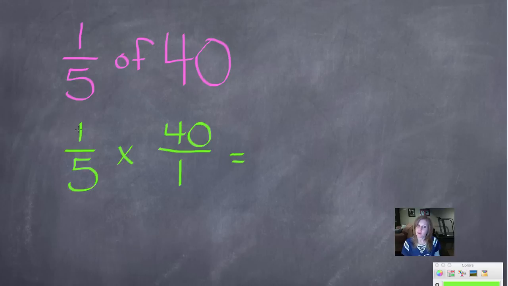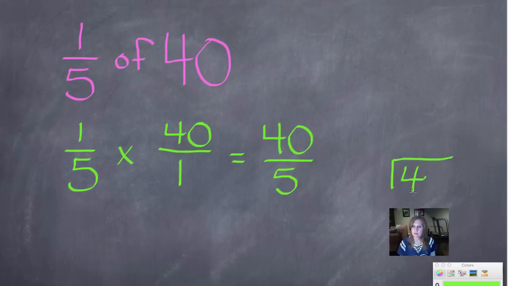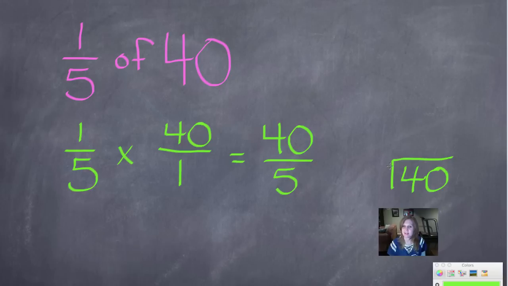So we multiply our numerators. 1 times 40 is 40, fraction bar. And 5 times 1, multiplying our denominators, is 5. Now we have an improper fraction, so it's not okay for 40 to be on the top. So we're going to send 40 home, and 5 goes to knock on the door.